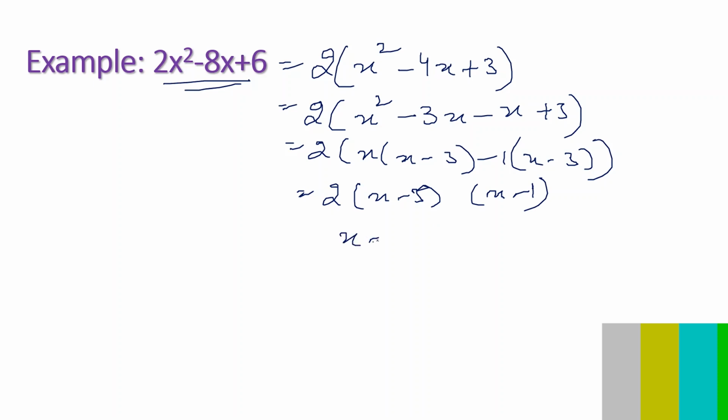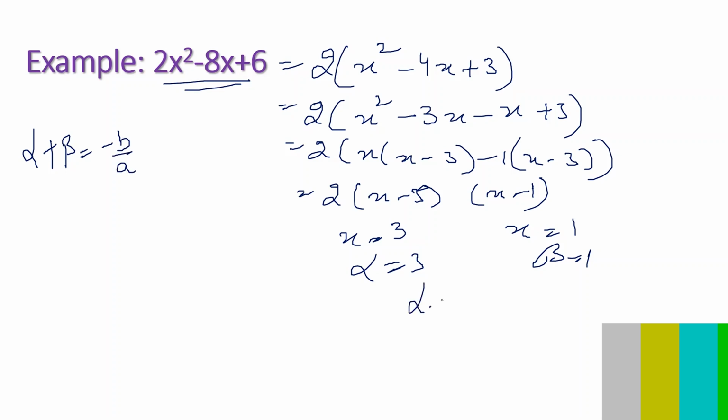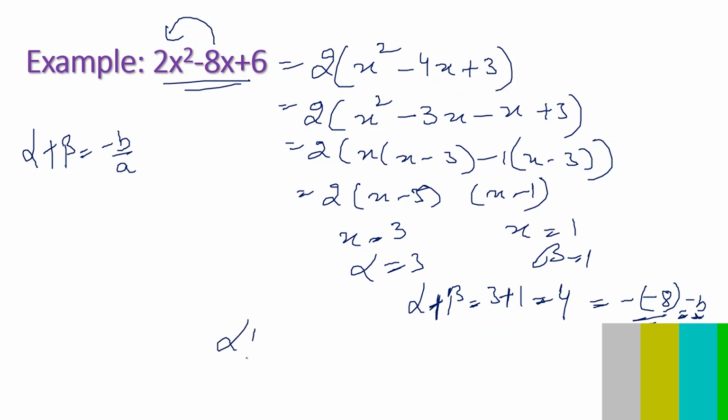And the zeros are either x is equal to 3 or x is equal to 1. Or we can say alpha is equal to 3, one of the zeros, and beta is equal to 1. So let's check here alpha plus beta, the sum of zeros, which we were saying as minus b by a. Is it so? Alpha plus beta is equal to 3 plus 1, that is equal to 4. Is it equal to minus of minus 8 by 2? Yes, this is. So we can write that it is equal to minus b by a. Now let's find alpha into beta.